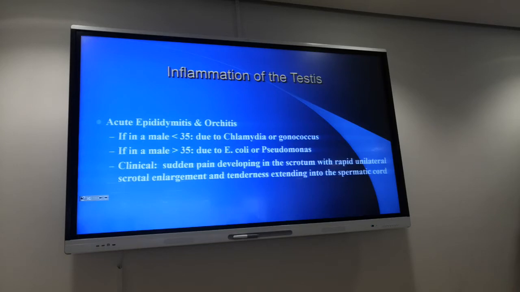Both of them are going to be associated with enlargement, probably this one as a result of the inflammation. The other one is going to be associated with enlargement as a result of the block in the circulation, first venous and then arterial eventually. Both of them are going to be presenting most commonly, 99% of the time, unilaterally.